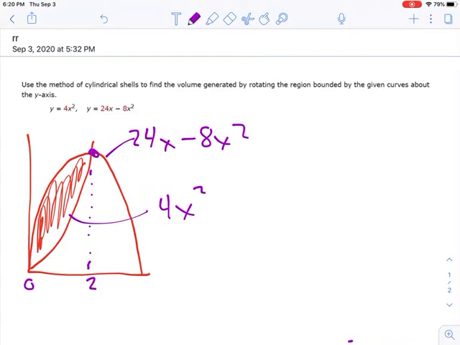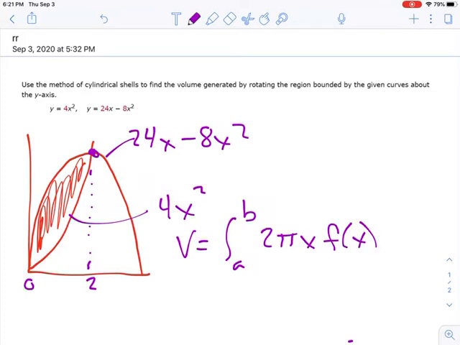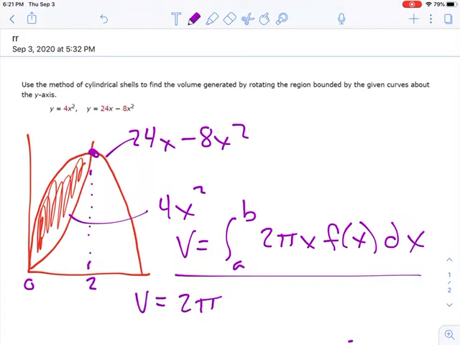So the general form for this is the volume is going to be equal to the integral from a to b of 2 pi x times f of x dx. That's our basic integration problem. So 2 pi are constants. I can bring them out in front. So we're going to have the volume is equal to 2 pi, and the bounds of integration are from 0 to 2.